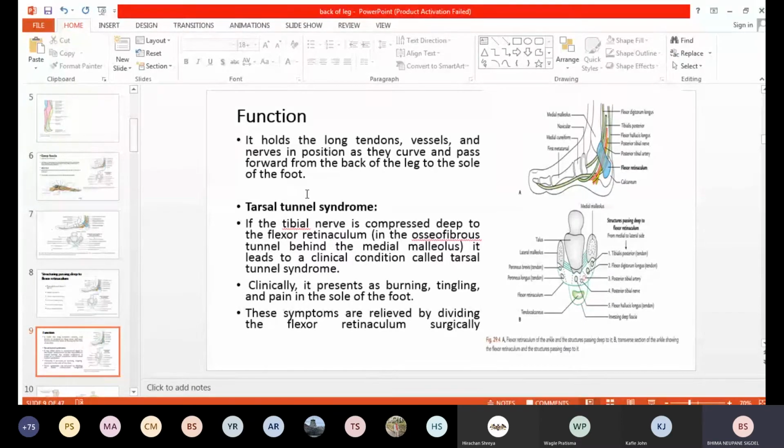So the nerve is compressed, which results in conditions such as pain, burning, and along with that there is a tingling sensation on the lower part. Okay, that is the sole of the foot. Okay, so if it is severe, then we can surgically remove the retinaculum. That is the treatment. Surgical treatment is the surgical removal of the flexor retinaculum so that the nerve will not be compressed. Okay, that is tarsal tunnel syndrome.